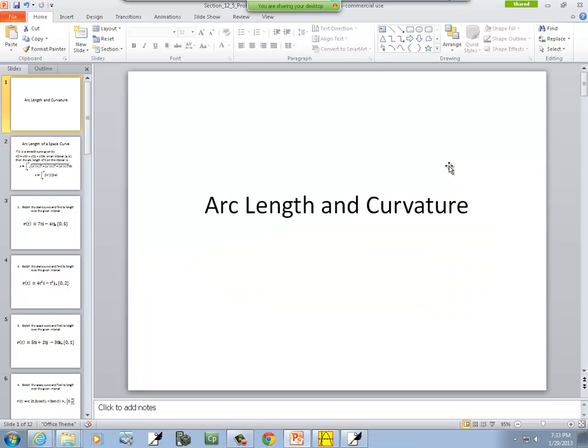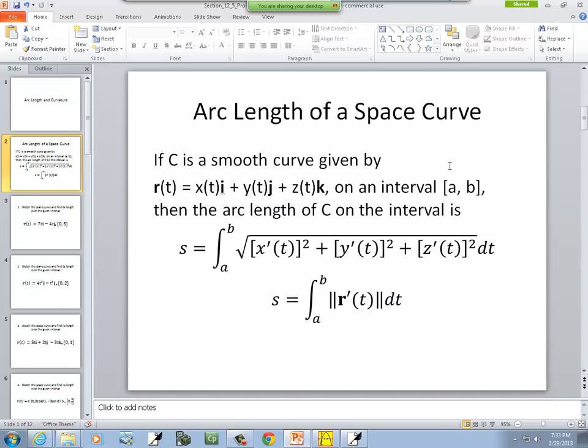And let's take a look at arc length and curvature. Now, arc length of a space curve: if C is a smooth curve given by r of t equals x of t i plus y of t j plus z of t k on an interval a to b, then the arc length of C on the interval is given by this formula. S is equal to the integral from a to b of the square root of x prime squared plus y prime squared plus z prime squared with respect to t. Or it's equal to the integral from a to b of the magnitude of r prime with respect to t.